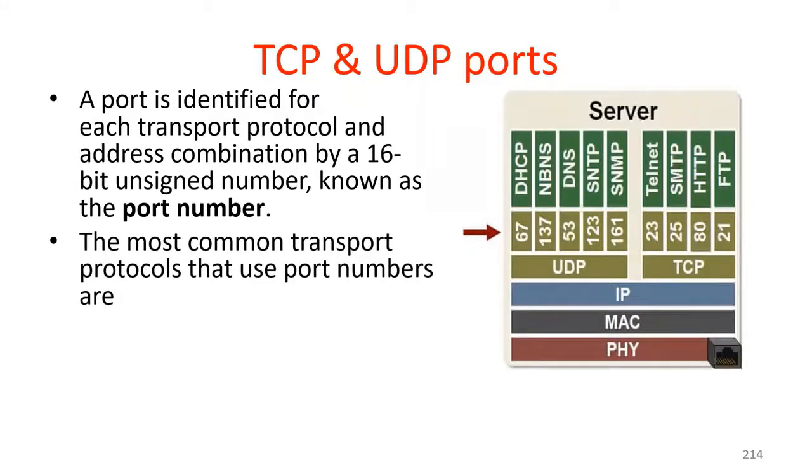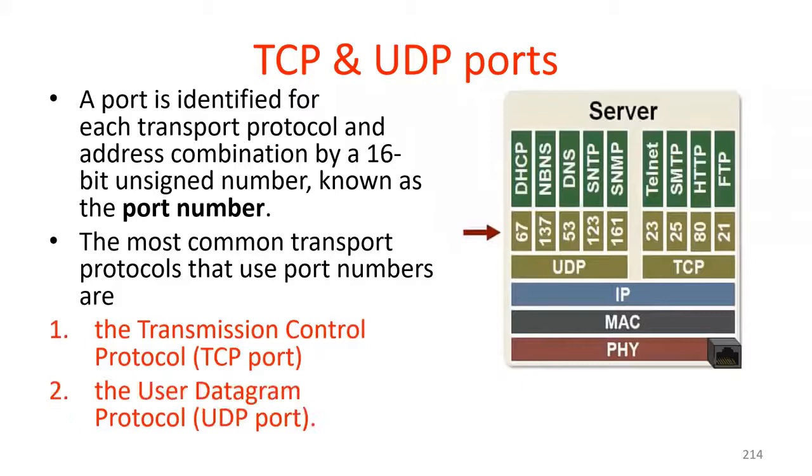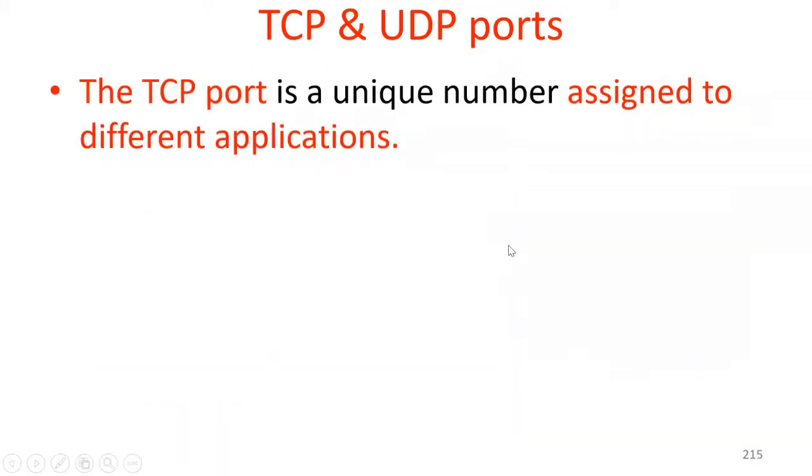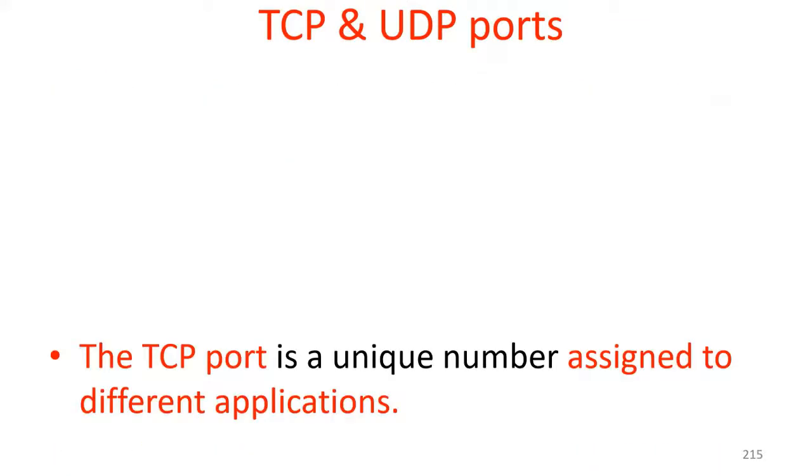And then the most common transport protocols that use port numbers. These are all the most common port numbers. What are the port numbers here? TCP port and then UDP port. Transmission Control Protocol port first. Here these are all Transmission Control Protocol port numbers: 23, 25, 21, 80, and then UDP port numbers, UDP port number 67. Let us see simple examples of different port numbers.